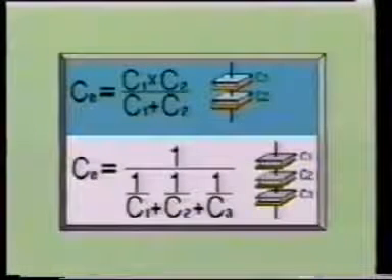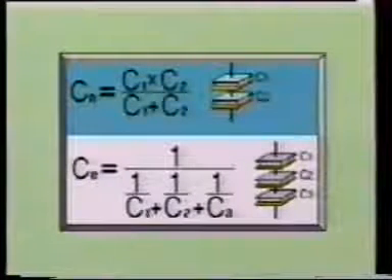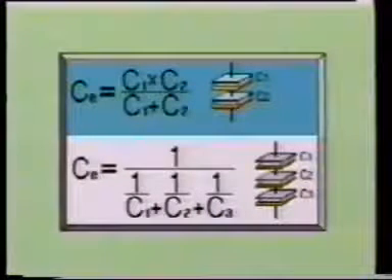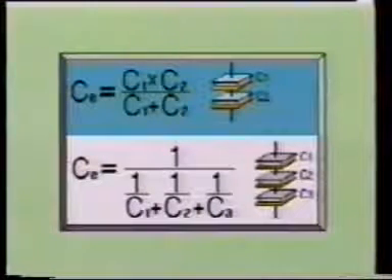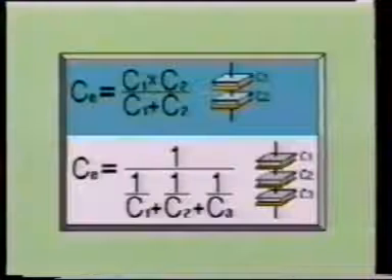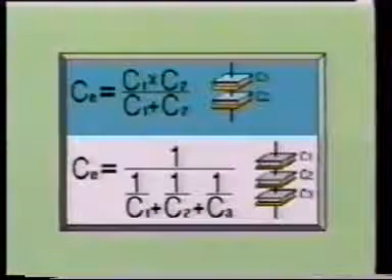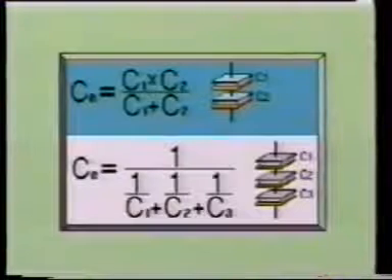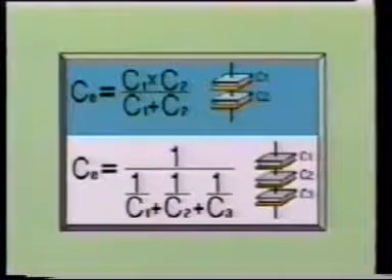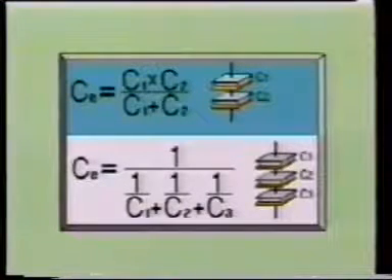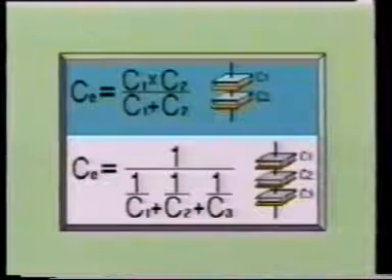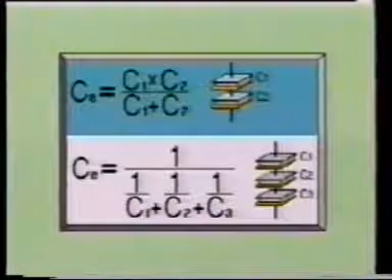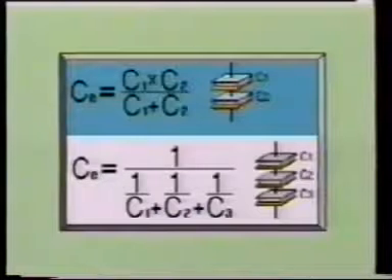Here we see two useful formulas for calculating the equivalent capacitance of capacitors in series. CE equals C1 times C2 over C1 plus C2, or CE equals the reciprocal of C1 plus the reciprocal of C2 plus the reciprocal of C3 divided into 1. Notice the similarity between these two formulas and those used for resistors in parallel. The value of the voltage drop across a particular capacitor in a series group will be inversely proportional to the ratio of its capacitance to the total capacitance.